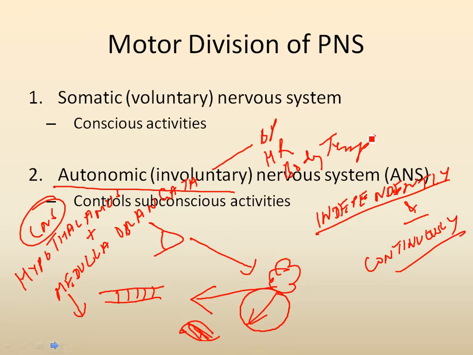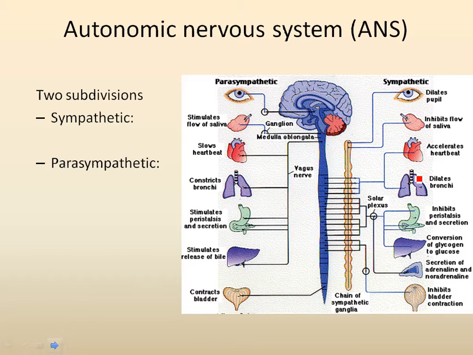The contraction of both smooth muscle, as in the stomach, and cardiac muscle, as in the heart, is controlled by the motor neurons in the autonomic nervous system. The autonomic nervous system, in turn, is divided into two: sympathetic and parasympathetic. The sympathetic's general action is to mobilize the body's resources under stress. So whenever you are stressed out, this is the nervous system that comes into play.